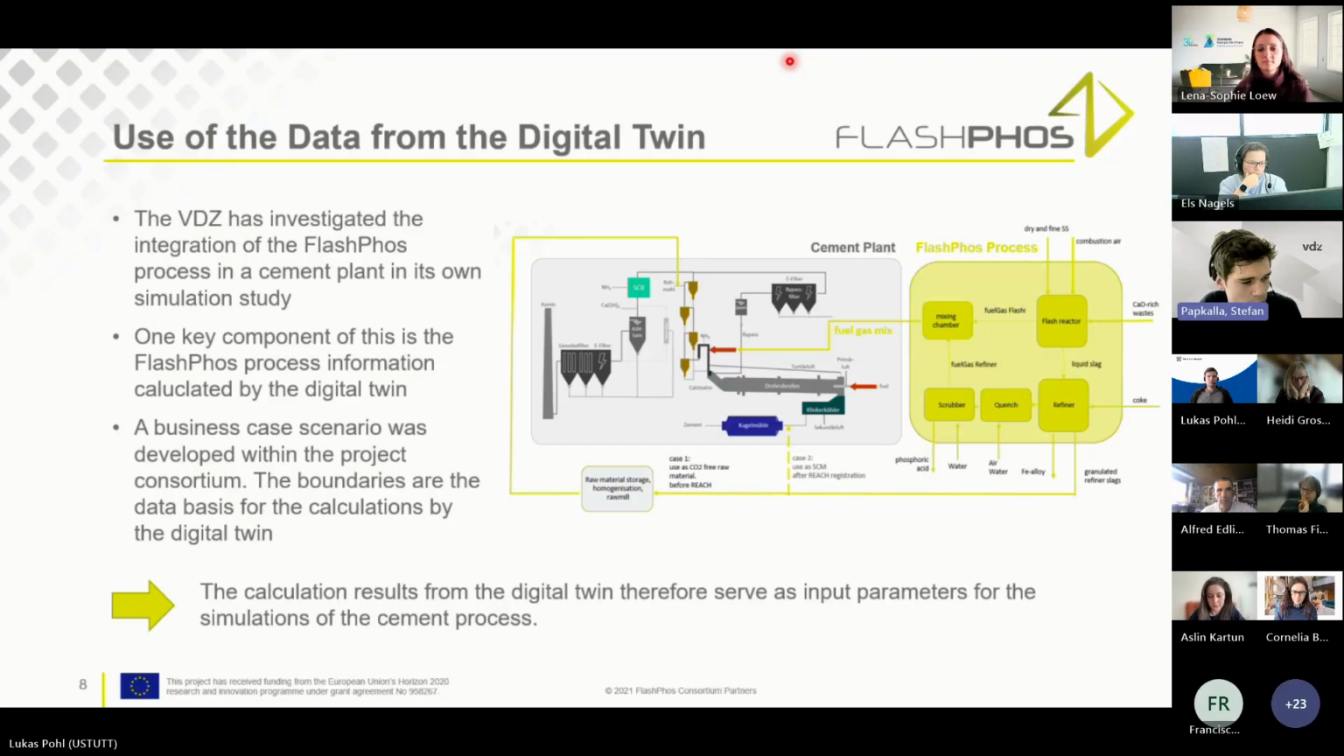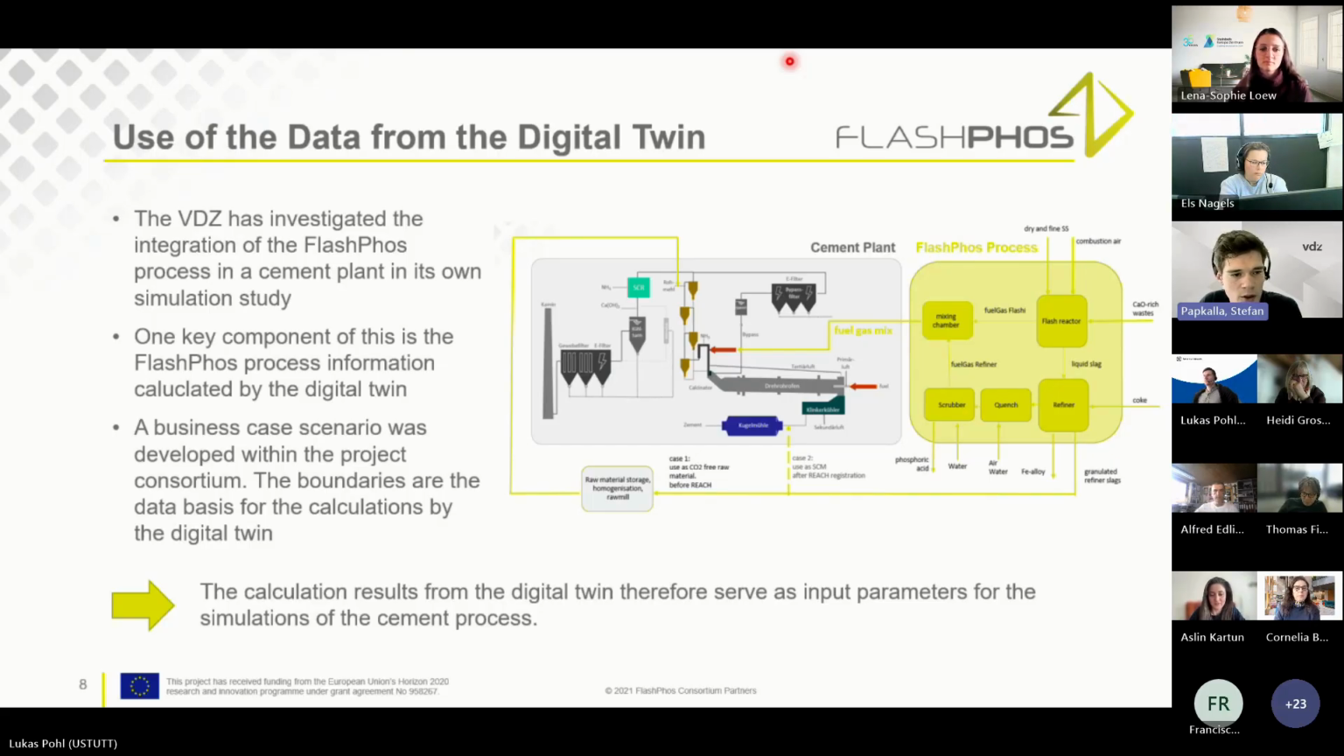The main synergy effects we investigated were, first, that in the cement process we use the pyrolysis gases coming from the FlashPhos plant as a fuel substitute in the clinker burning process. And the second synergy effect was to use the slags coming as a side product from the FlashPhos process as a secondary cementitious material, so that we can replace a part of our cement clinker in cement production.